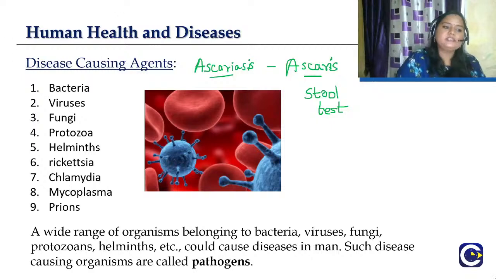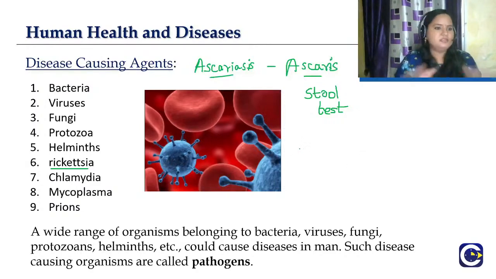Next category is Rickettsia. This is kind of a very weird term because Rickettsia is not a new thing. It's just a class of bacteria. But what is more special about Rickettsia is that, though being a bacteria, it can behave like a parasite. It can reside only inside the host. It can live only inside a host.